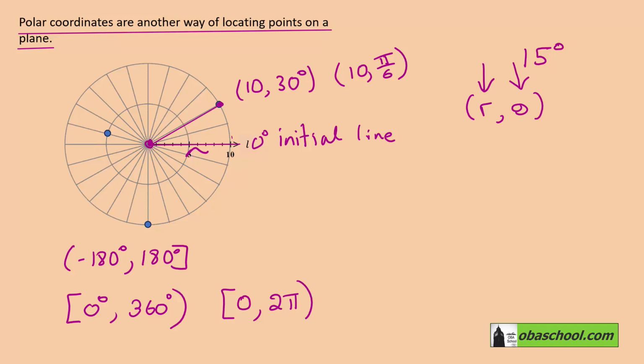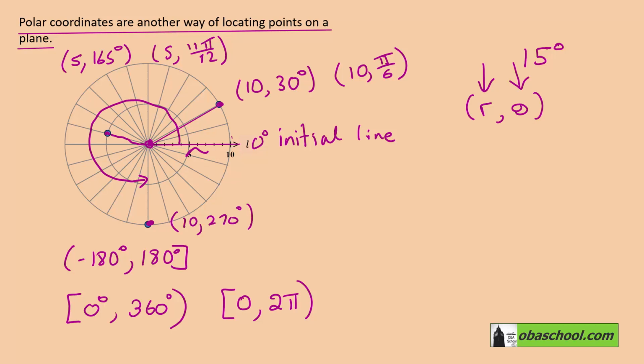Now that we've established that, if we consider this point, we can see its distance is 5. And with 15 degrees for each ray, that turns out to be 165 degrees, or in radians, 5 and 11 pi by 12. This point here, remember we have to go all the way around like that. That one is at 270 degrees, or in radians, that would be 10 and 3 pi by 2.